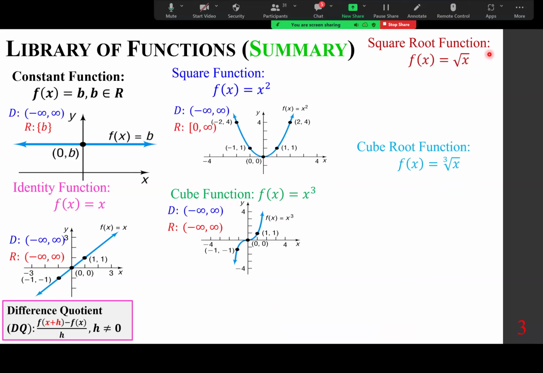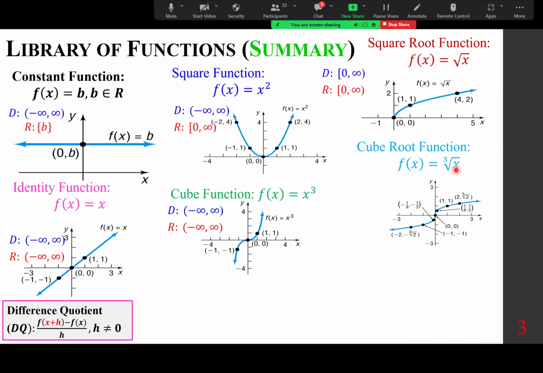Root functions, we have a square root of x, looking like that. Domain and range both are from 0 to infinity. Domain along the x-axis, range along the y-axis. f of x equals cube root of x, looking like that. Domain and range, all real numbers from negative to positive infinity.